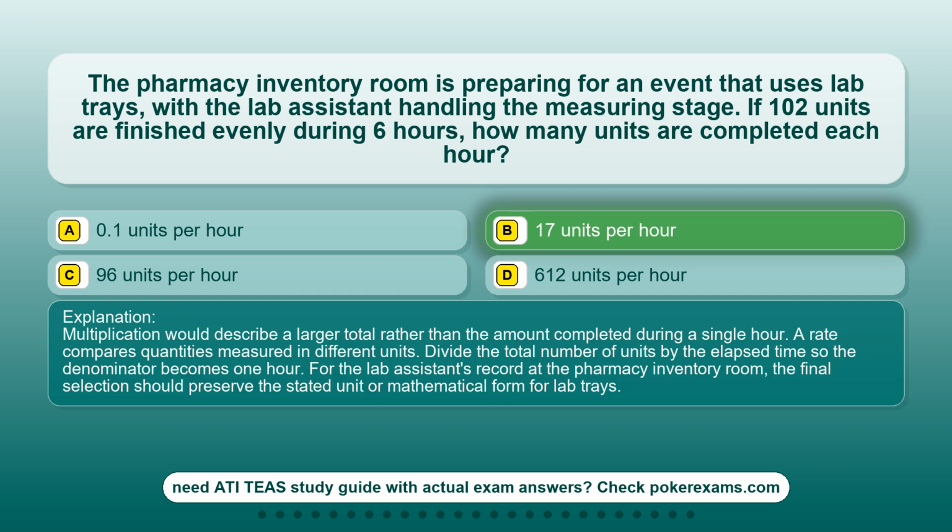Multiplication would describe a larger total rather than the amount completed during a single hour. A rate compares quantities measured in different units. Divide the total number of units by the elapsed time so the denominator becomes 1 hour. For the lab assistant's record at the pharmacy inventory room, the final selection should preserve the stated unit or mathematical form for lab trays. Question 14.